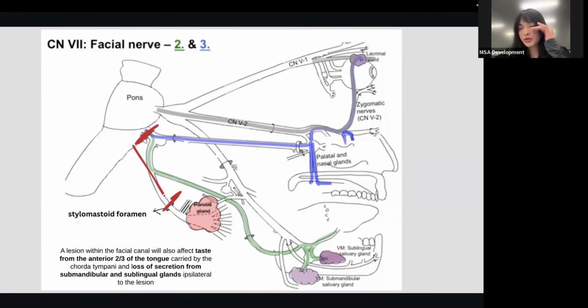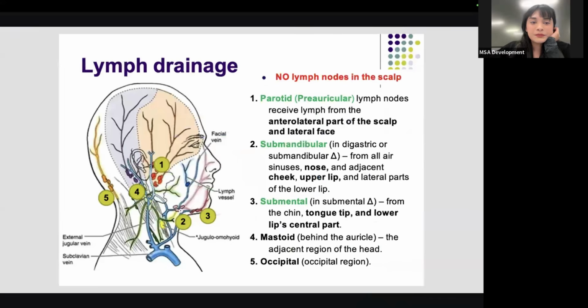You're going to get secretomotor problems, your glands are not going to work, you're going to get taste problems, your facial muscles are going to be paralyzed. So all the functions of the facial nerve are gone. But if the injury is after the stylomastoid foramen, that means only the five branches that are supplying motor to the facial expression muscles, then you're just going to have Bell's palsy. That's it.